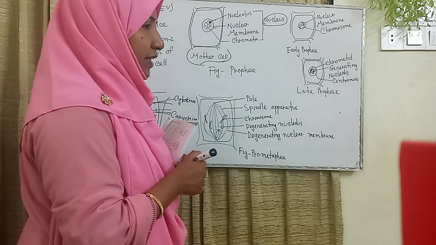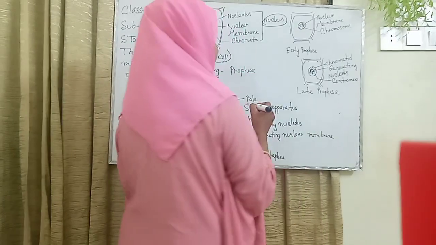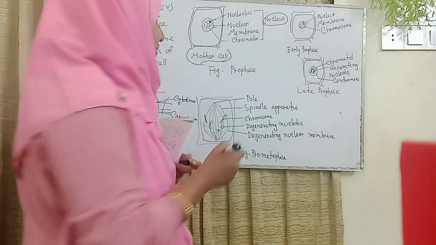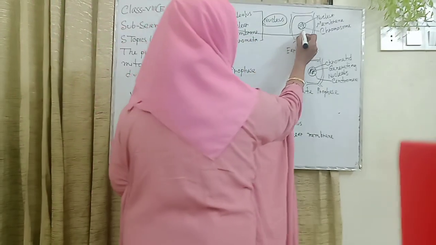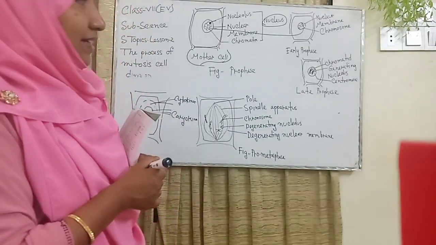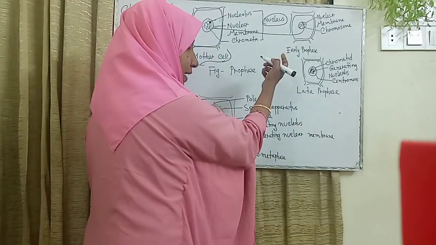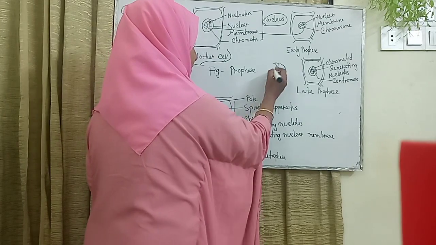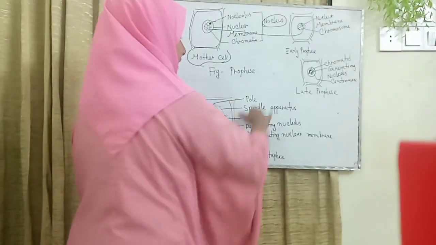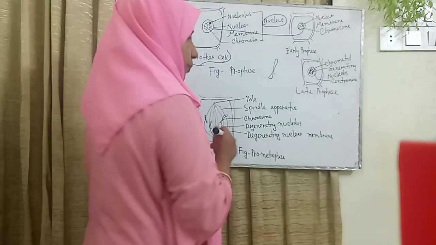This is the early prophase. First there is the nuclear membrane, and the chromatin is going to become chromosomes. This is the early phase, and here is the late phase. This structure is the chromatid. Again I repeat, the thin thread-like structure is the chromatin. When they become thick, this structure is the chromosome.